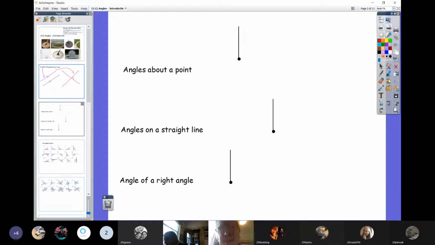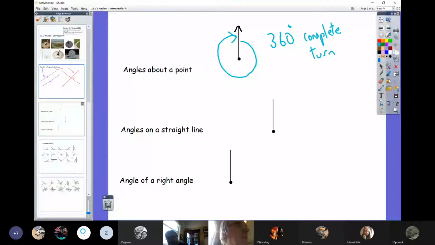Now, think of angles as a turn. So for all of these, I want you to start off thinking of a clock pointing at 12 o'clock, and that clock hand turning round. Now, if it turns all the way around back to where it started, this is what I was saying about the sundial. That is 360 degrees. So 360 degrees is a complete turn. Imagine you're facing the front and you just turn completely around until you're facing the front again. So 360 degrees is a complete turn.